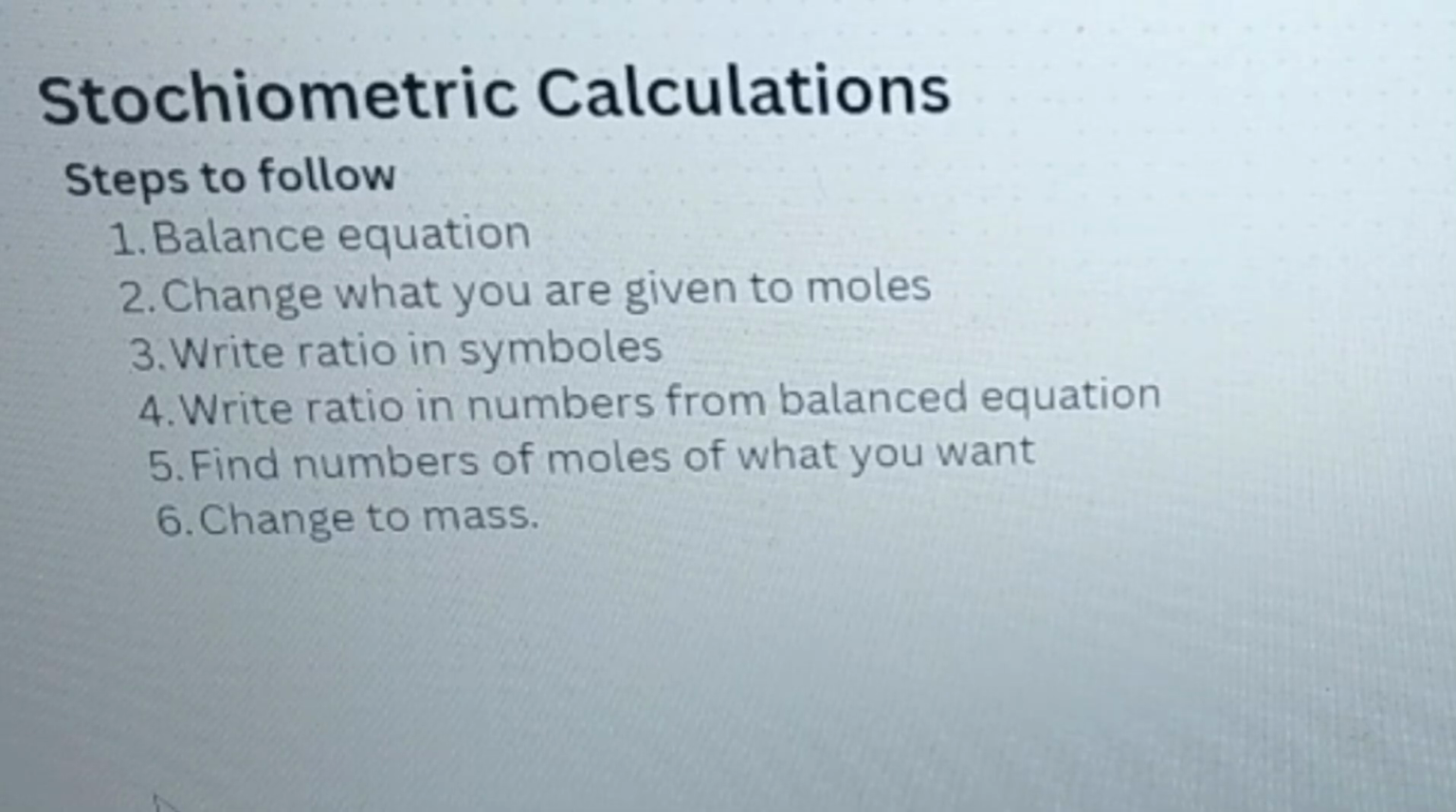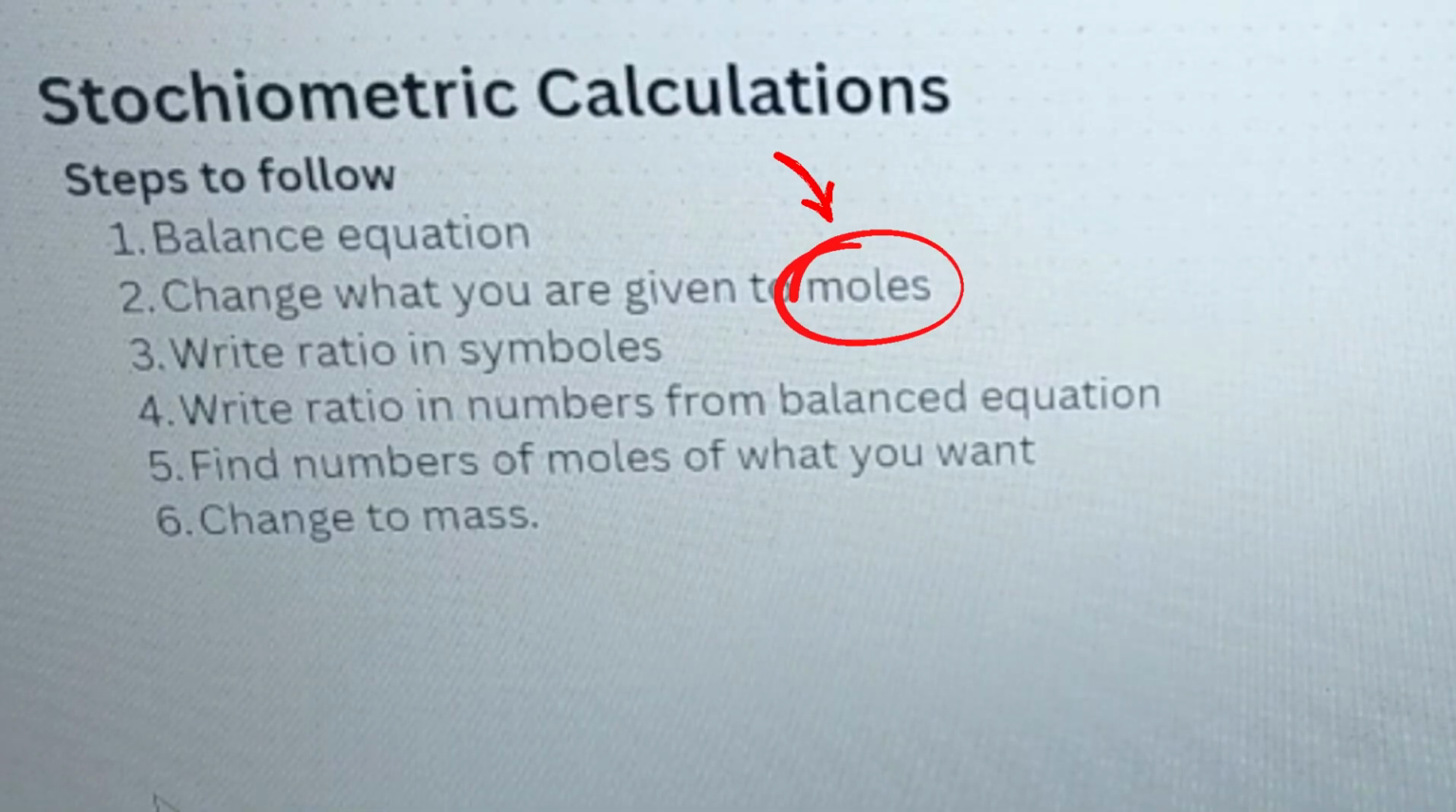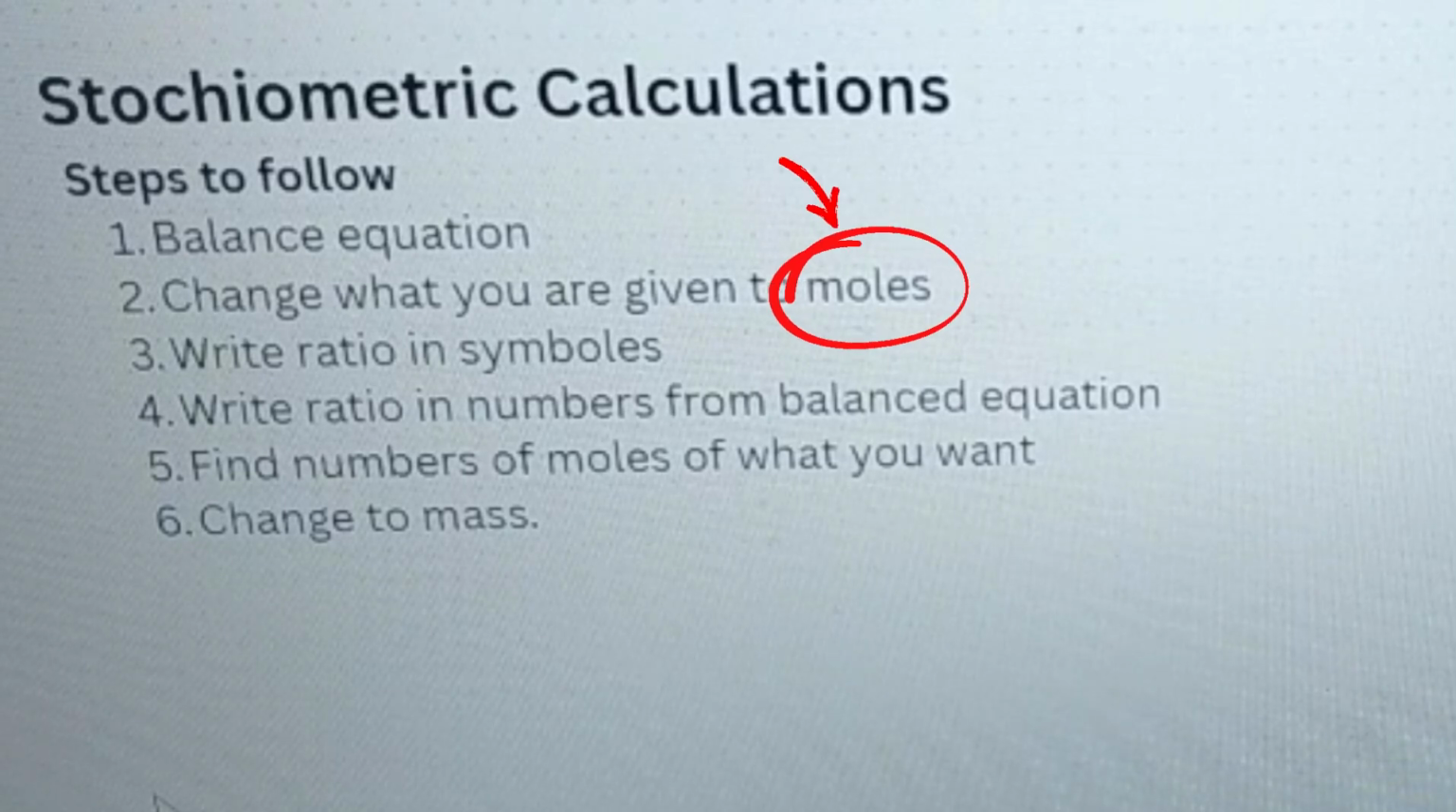So you need to check which formula you must use. Are you supposed to use concentration? It depends on what you are given. Are you supposed to use mass over molar mass? Are you supposed to use volume over molar volume? But you must have it in moles. Whatever you have, it must be in moles.